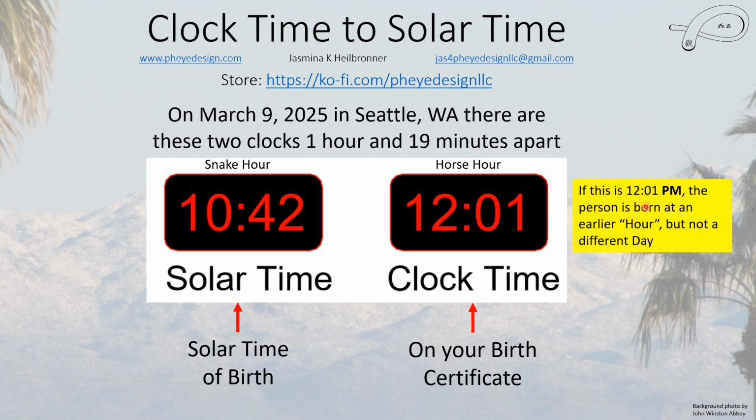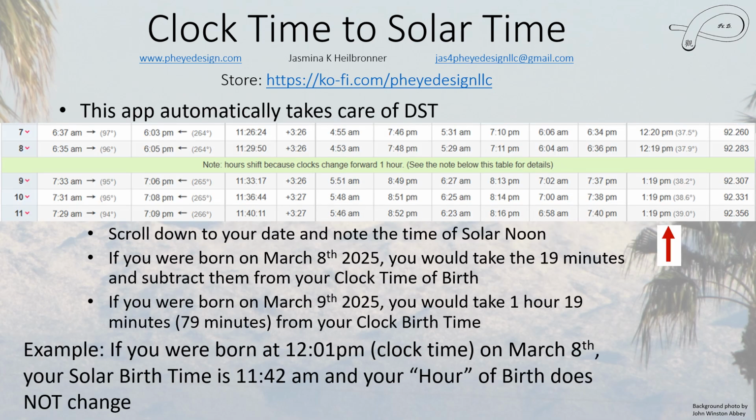Now, if this were 12:01 p.m., this person is just born an hour earlier, but not on a different day. So this is a horse hour, this is a snake hour. But if you were born at 12:01 p.m. clock time, March 8th, your solar birth time is 11:42. This is still part of the horse hour, so your hour of birth does not change. So sometimes it does, sometimes it doesn't. If you were born during daylight saving time, there's a lot bigger chance your time will change.